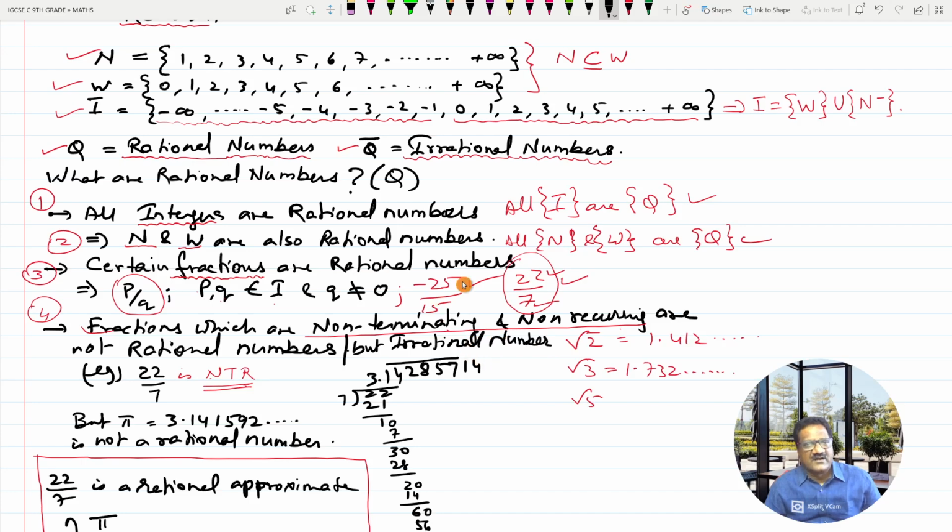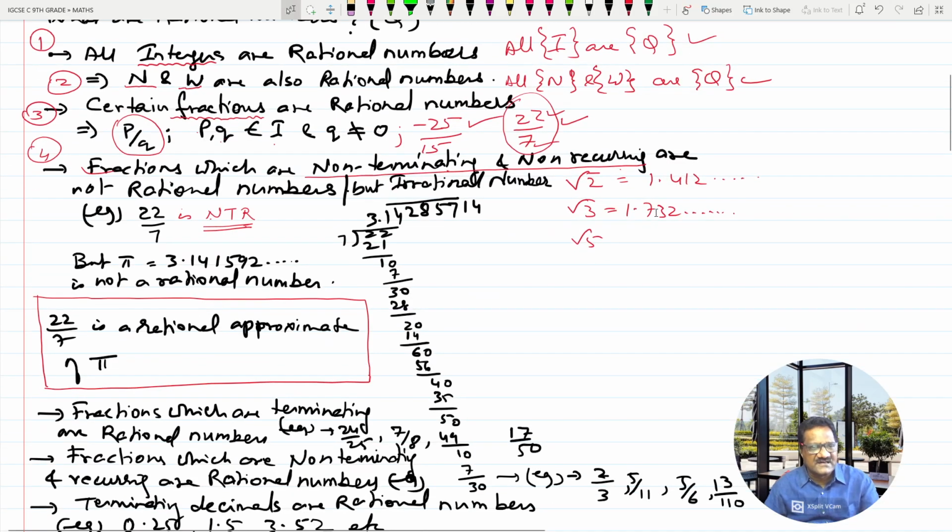Irrational numbers are denoted by Q bar. Rational numbers are denoted by Q. Irrational numbers are denoted by Q bar. So I have explained what rational numbers are and what irrational numbers are. Now let us see this division that I have done.